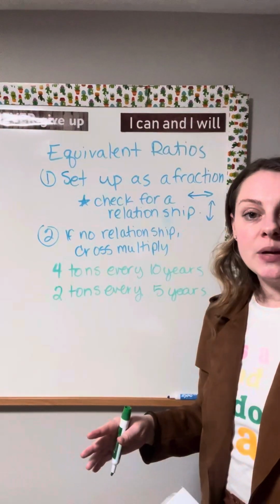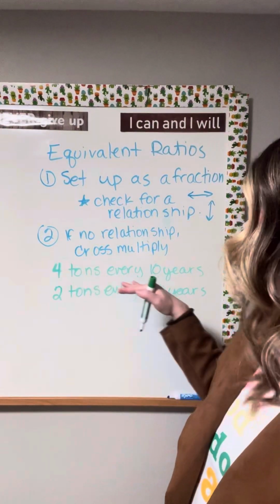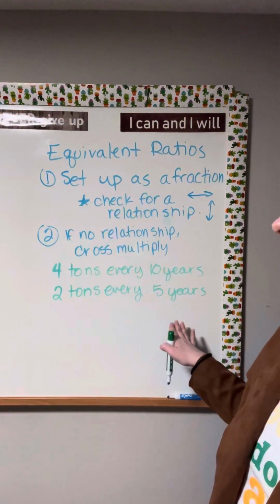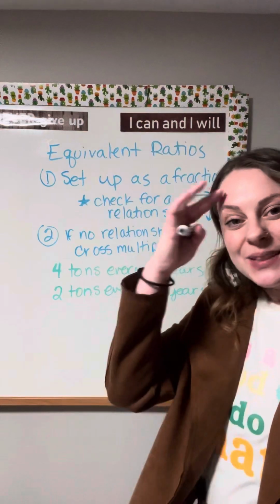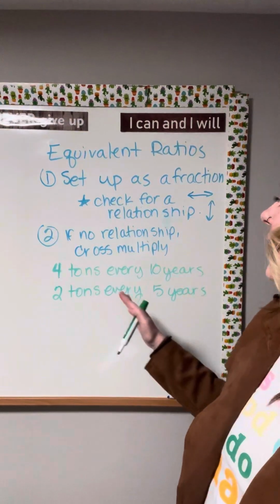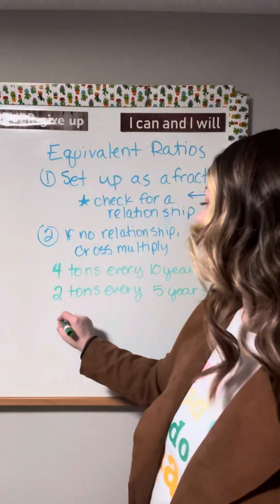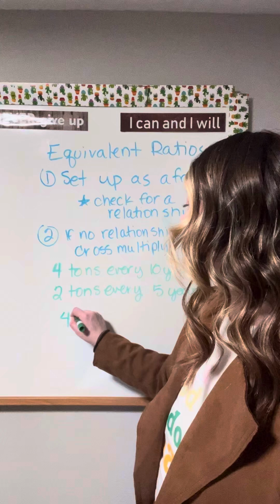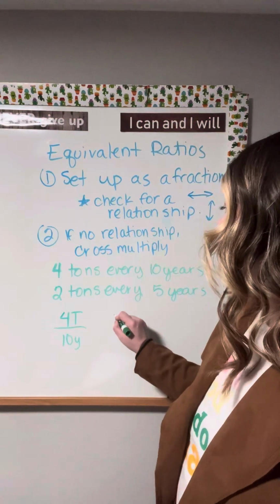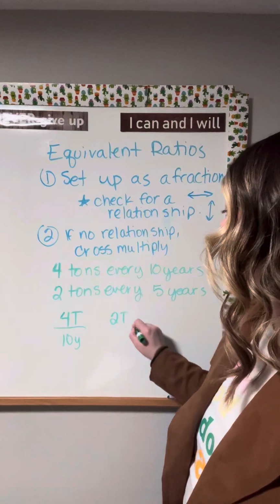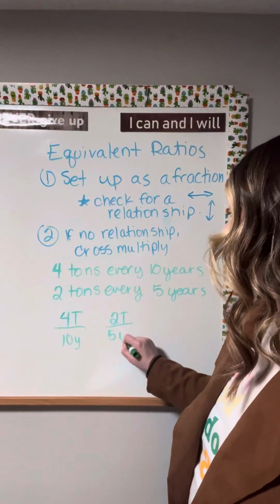All right, example number 2. I have 4 tons every 10 years and 2 tons every 5 years. Once again, this is a rate, but I've definitely been teaching rates, so I'm stuck in the rate frame. So here we go. Number 1, I would set them up as ratios. I would put 4t for tons over 10y for years. And then I would have 2t for tons over 5y for years.